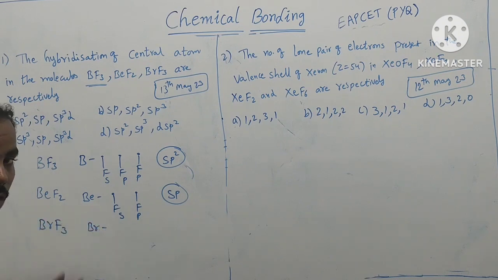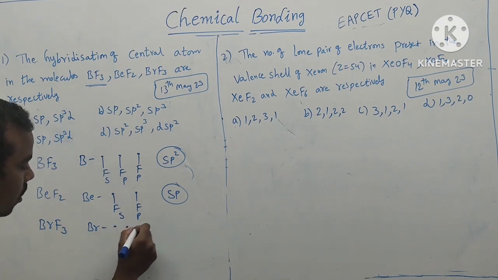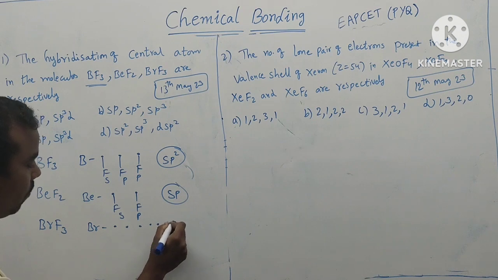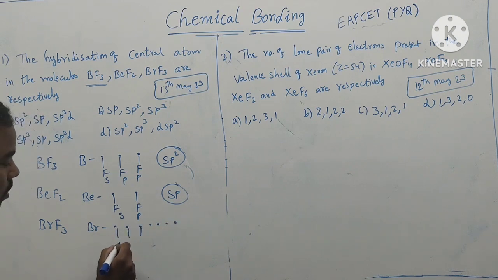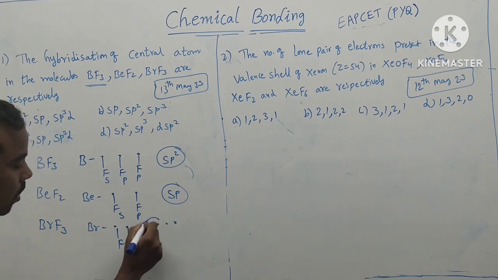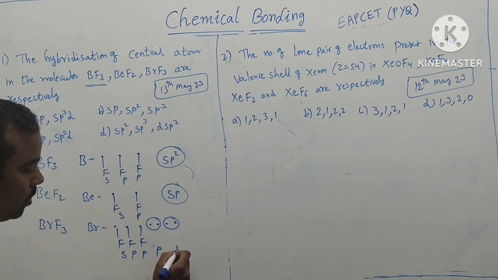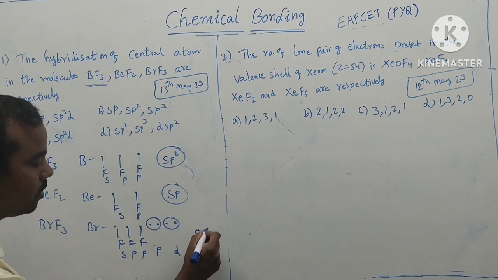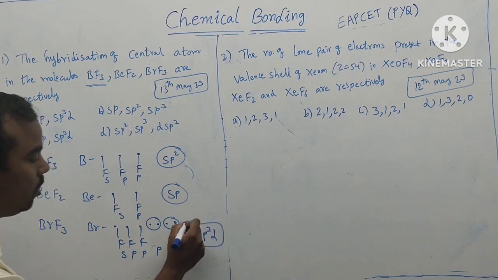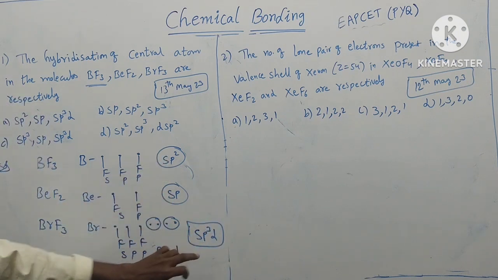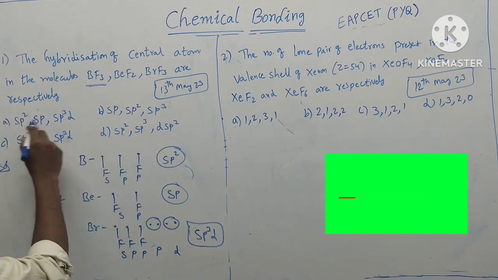Finally, BrF3, bromine trifluoride. Bromine is the central atom. How many valence electrons are present in bromine? 7 valence electrons. The 3 fluorines form 3 bonds, so the remaining 4 electrons are 2 lone pairs. So 3 bond pairs, 2 lone pairs. The hybridization is s, p, with 1 lone pair in p and 1 lone pair in d, so the hybridization is sp3d. So it is easy to calculate hybridization: sp2, sp, sp3d.